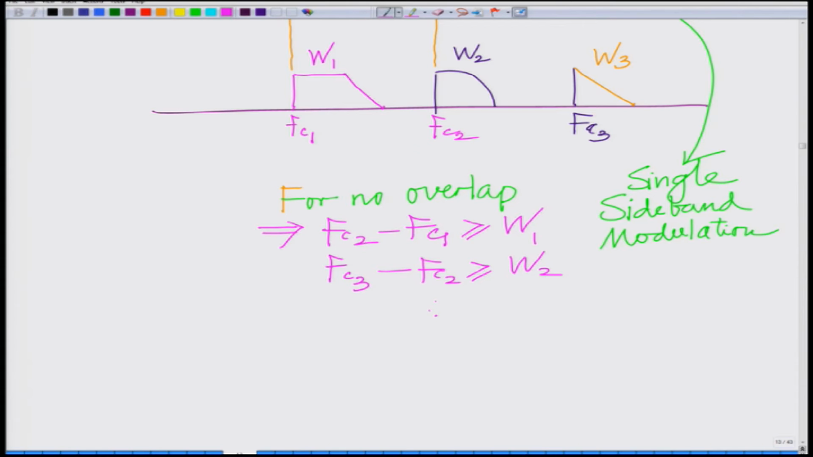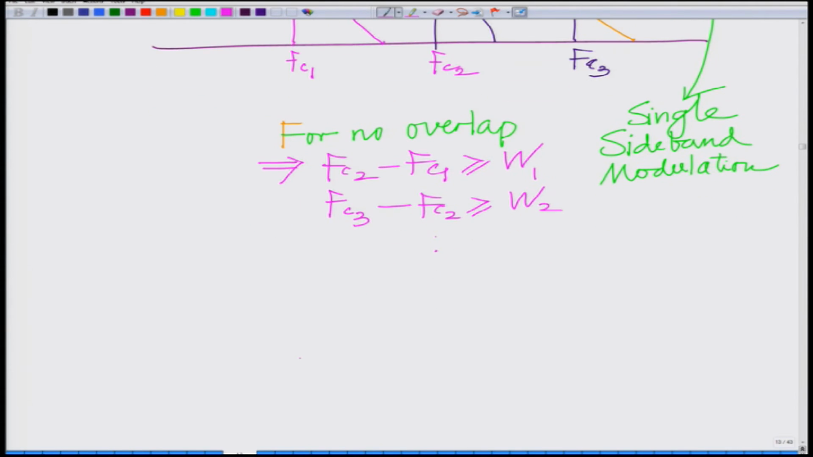So basically the point is the difference between the carrier frequencies has to be only greater than the bandwidth, not the sum of the bandwidths. Therefore, you can space the carriers more closely, which means you are saving the total bandwidth. So SSB is more efficient in that way in frequency division multiplexing. The total bandwidth required is much smaller.